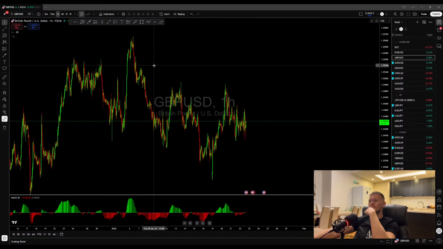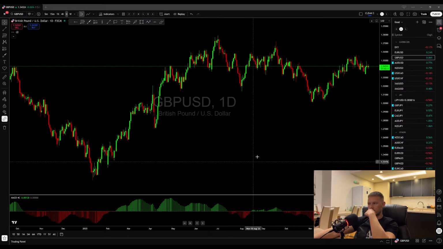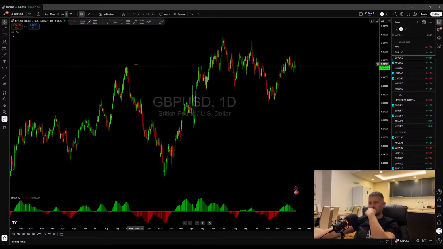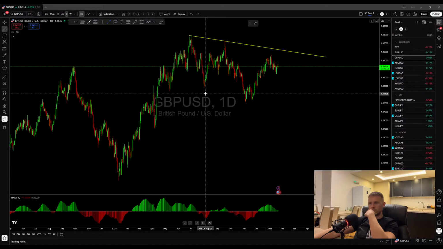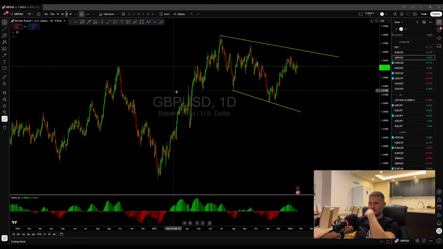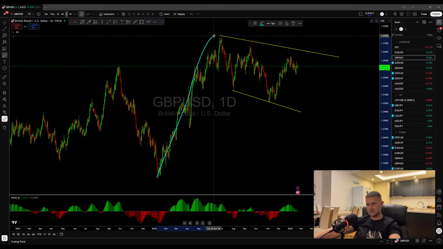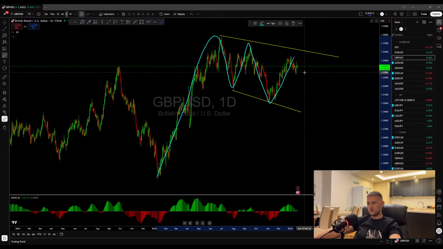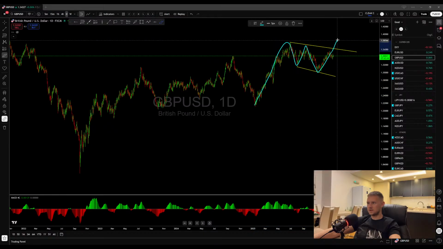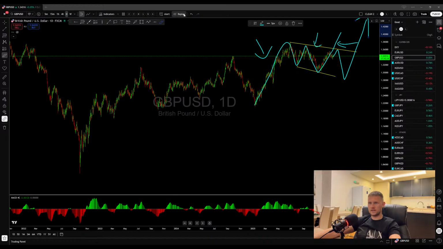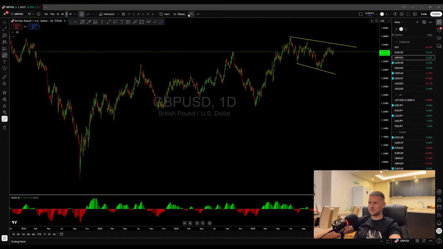Pound USD, daily. This one is a little bit different. We are still in this huge daily correction. Now the question is, when this is over and it starts heading to the upside, because based on this it has to go for the upside, will it go up and make one more leg lower before going up? We don't know yet. Let's see what the price is saying at the lower time frame.